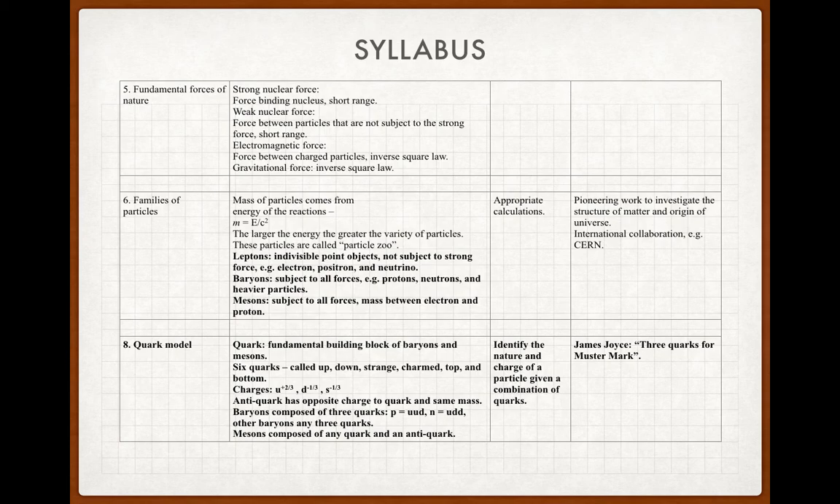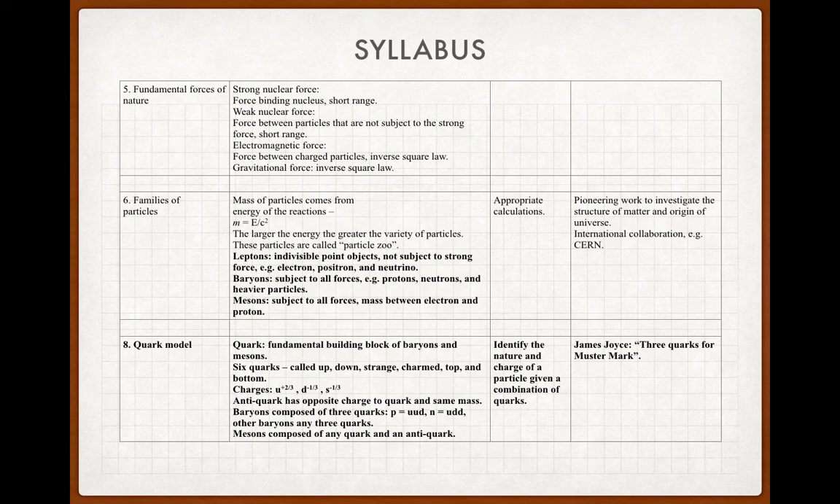There being 6 quarks: up, down, top, bottom, charm, strange. Their charges are plus 2/3 or minus 1/3. Antiquarks have the opposite charge to quarks but the same mass. We also need to deal with 2 types of baryons, the proton and the neutron, as well as other baryons. We need to have a look at mesons, which are made up of a quark and an antiquark. And then in the third column over, you need to identify the nature and charge of a particle given a combination of quarks.